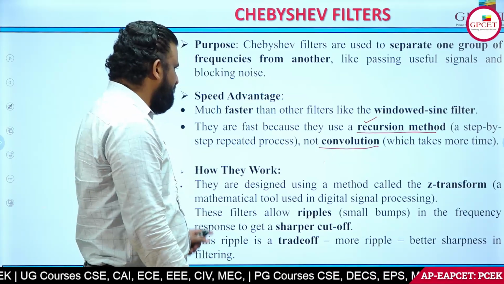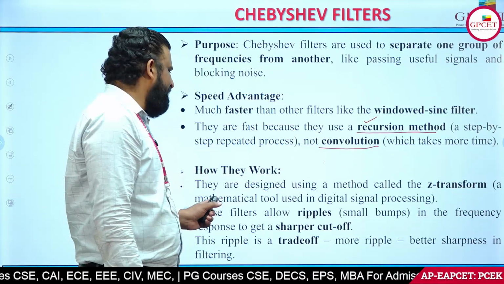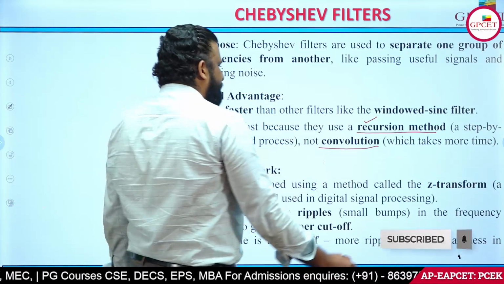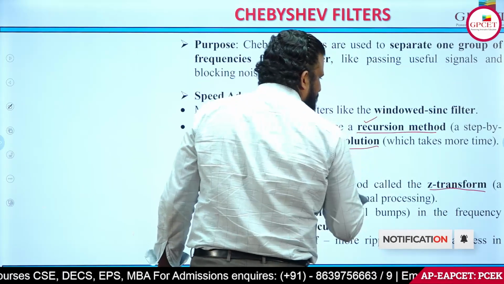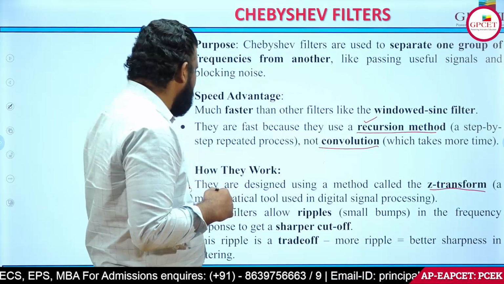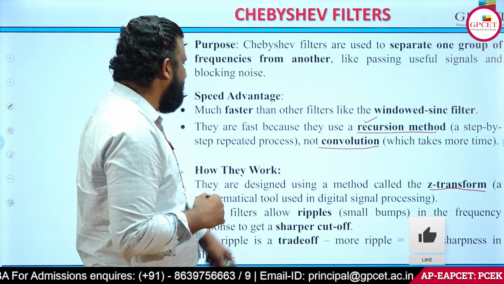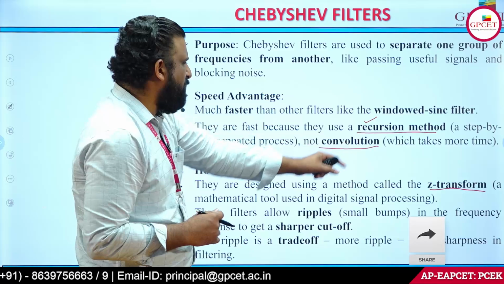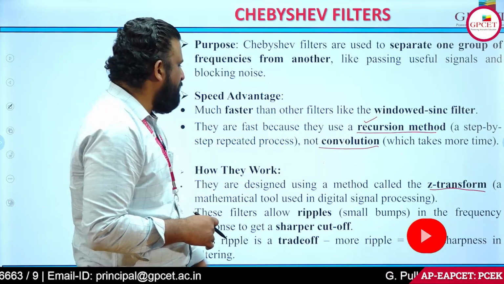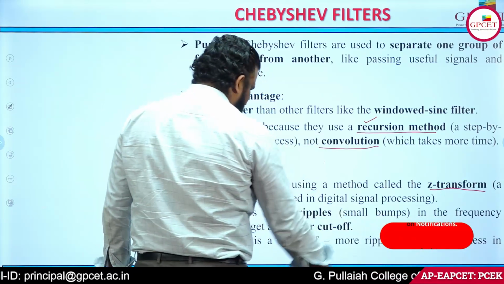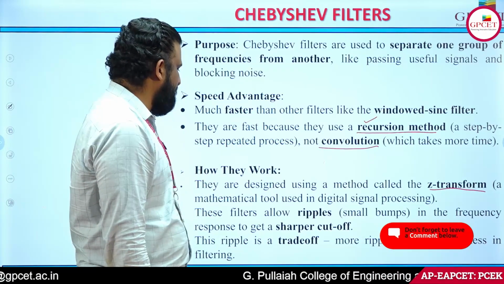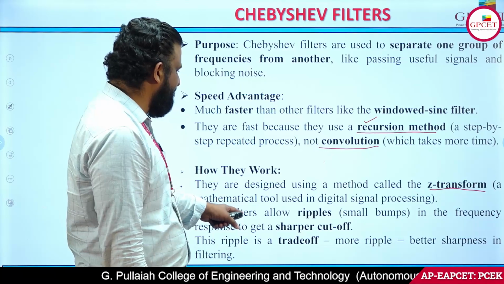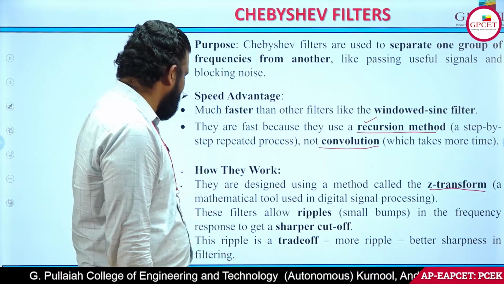So how do they work? They work mostly by designing the method with Z transforms. Z transforms are mathematical tools in digital signal processing, and these filters depend upon the Z transforms. These filters allow ripples, that means small bumps in the frequency response, to get sharper cutoffs. We will see this point with the help of graphs in the upcoming slides.